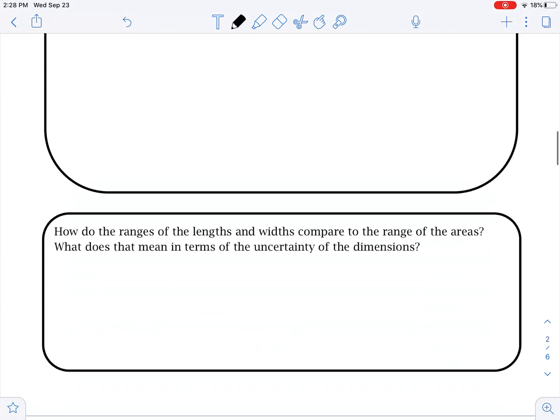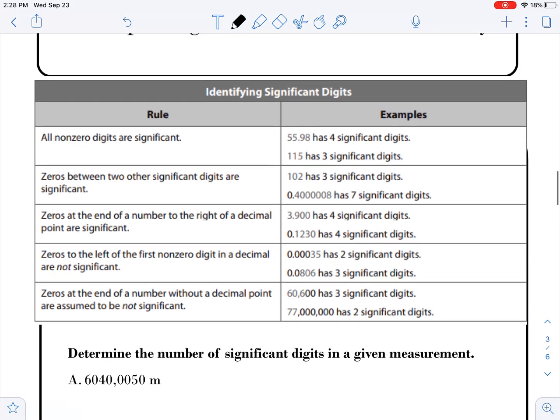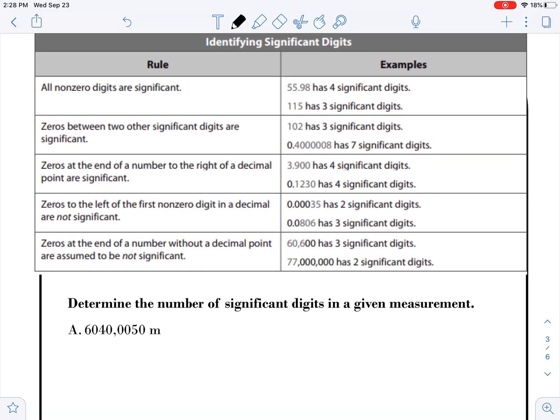Next, we're going to talk about significant digits. We have a number of rules for it. All non-zeros, so anything that's not 0 will be a significant digit. Anything that's between two significant digits, so as long as we have a significant digit on either side, we count the 0. If the 0 is at the end of the number to the right of the decimal point, then we count it. Any zeros to the left of the first non-zero digit in the decimal are not significant.